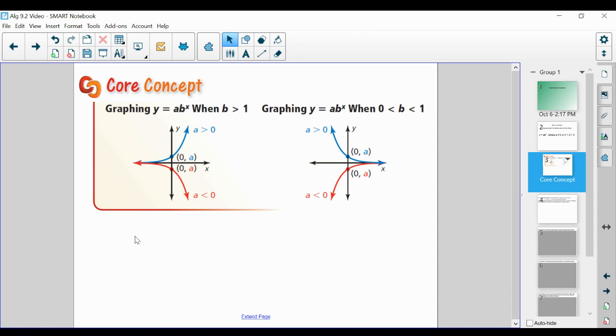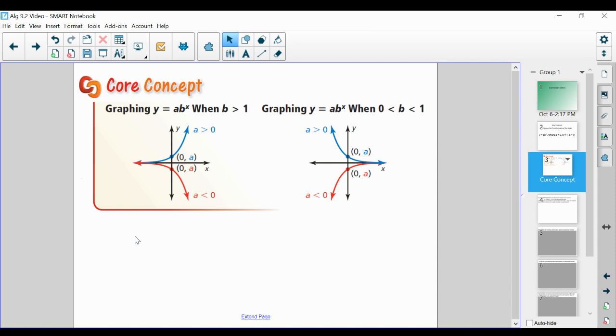These are what the graphs look like when it comes to exponential functions. These are the four types of visual graphs. And we're going to go more in depth with this, but I just want to show you how cool these look. They look as if on the left-hand side, when our b value is greater than 1, they start out really, really close to the x-axis.